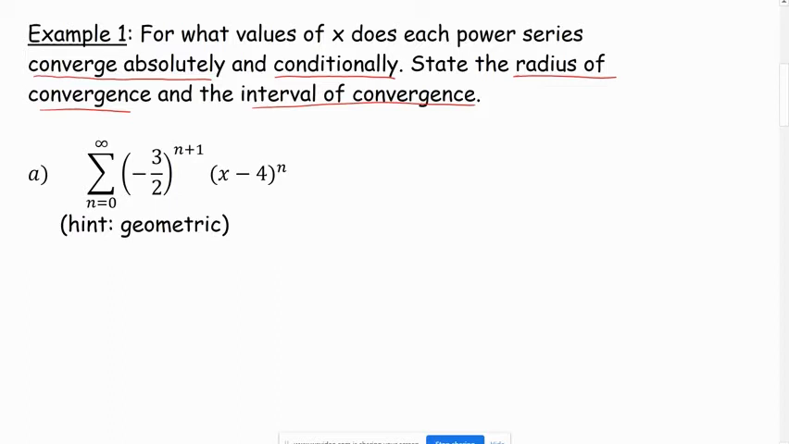In this first example, we see by the hint that this is a geometric series. If we expand this, we'll see that. If we plug in 0 for n, we would get 1.